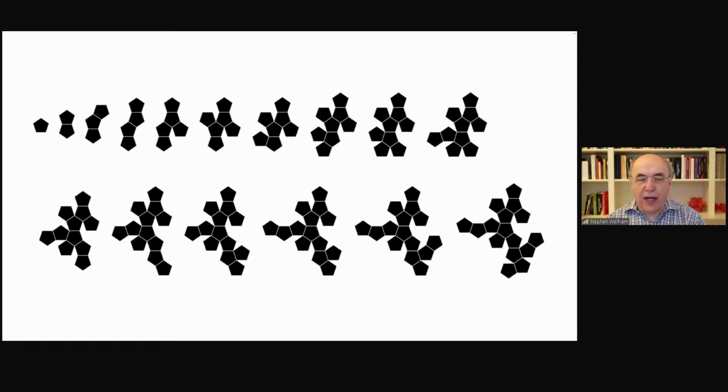On the other hand, if we have pentagons, you can't make a pentagonal tiling just in the plane. Pentagons don't tessellate the plane. Regular pentagons don't tessellate the plane. Squares do, triangles do, equilateral triangles do, regular hexagons do, but pentagons do not.